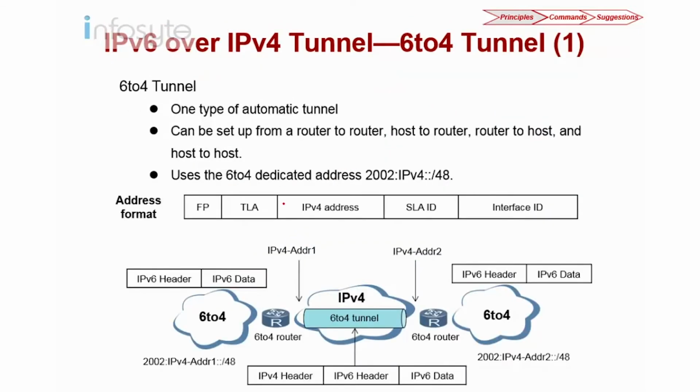The more common one is the 6to4 tunnel, which is automatic. You can set this up between router to router, host to router, router to host, and host to host. This time, rather than using 96 bits of all 0, we are using 2002 as our address, with a /48. For this part, you can see that the address is defined properly in a structure rather than zeros.